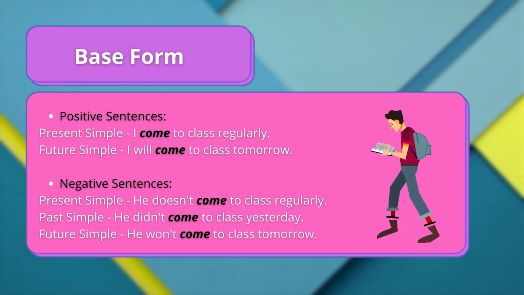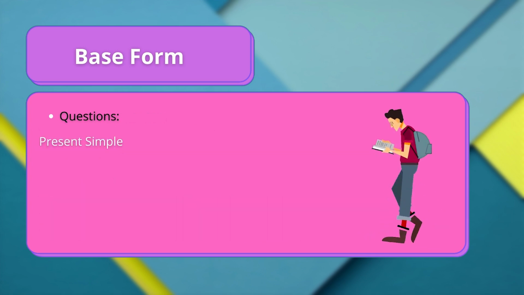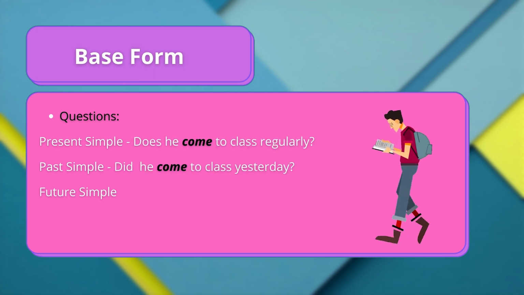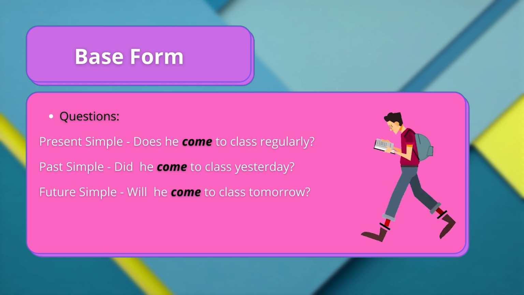We also use base form verbs to make questions in the present, past, and future simple tenses. For example, does he come to class regularly? Did he come to class yesterday? Will he come to class tomorrow?